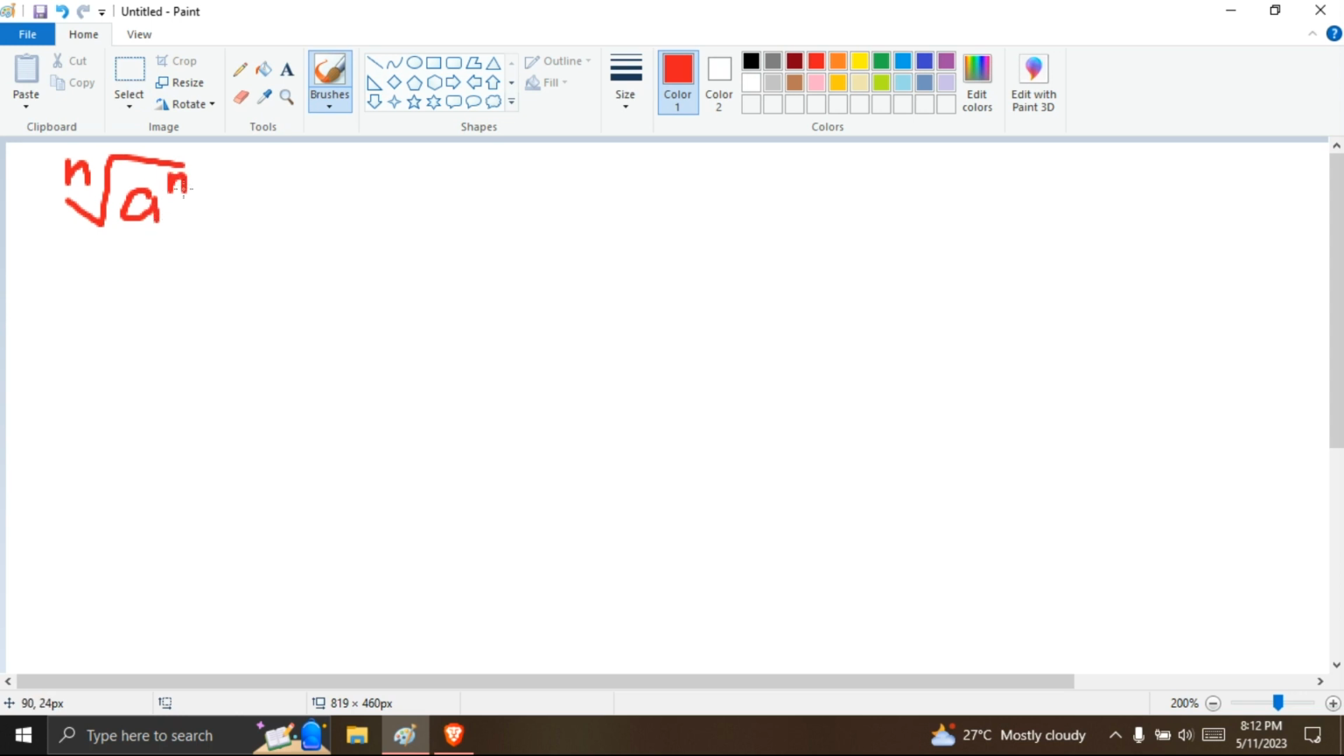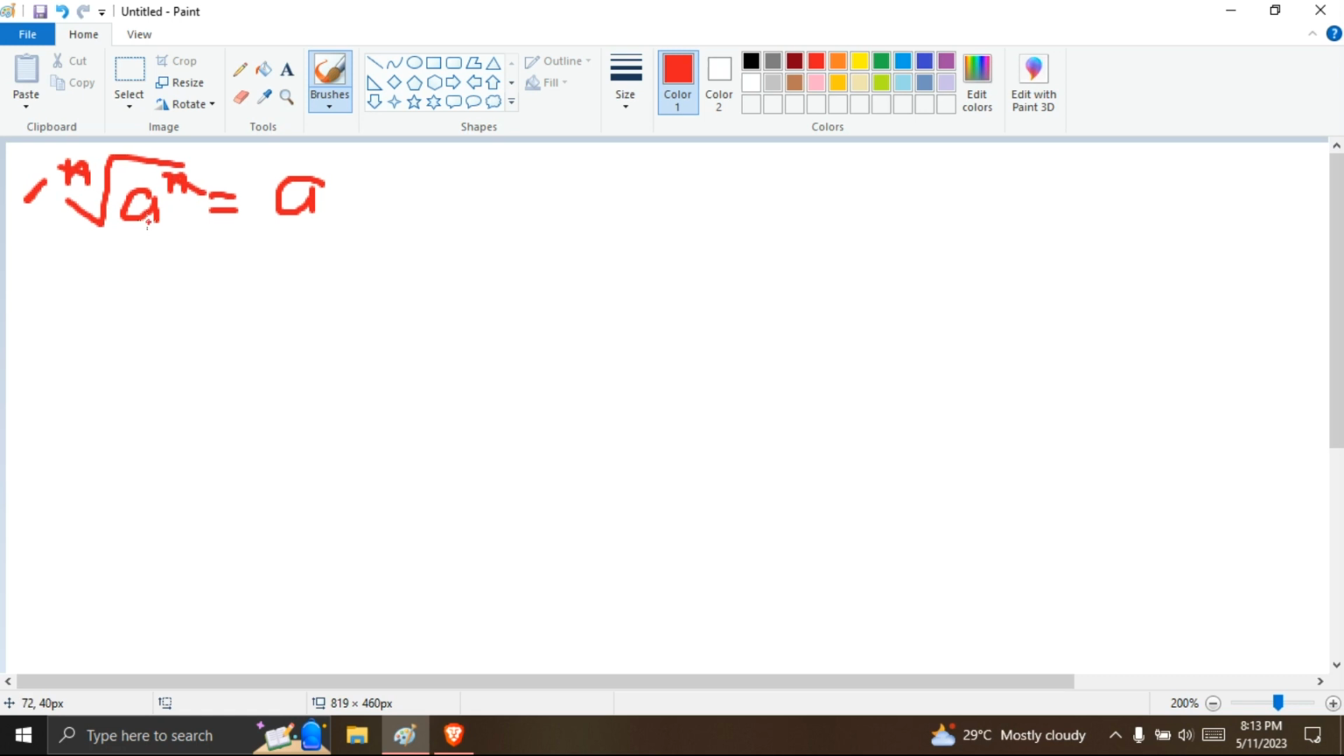So how are we going to simplify this? As you can see right now, the n, which is the exponent of the radicand, and the n, which is the index, are the same. So all you have to do is cancel out these two, then the radical sign is gone, so the answer is a. So again, this is the first law on radicals.